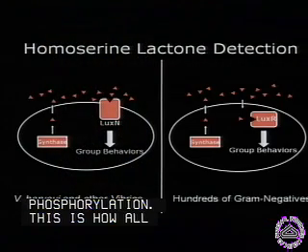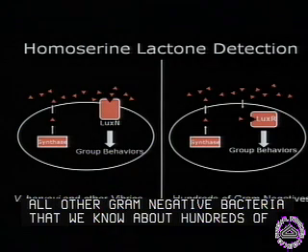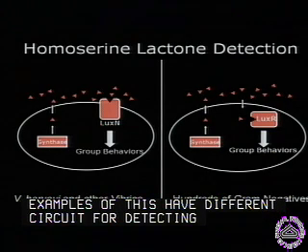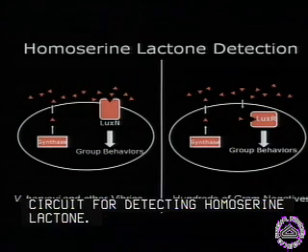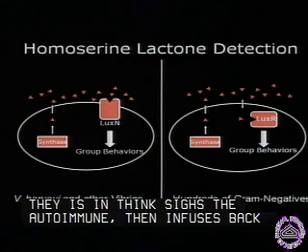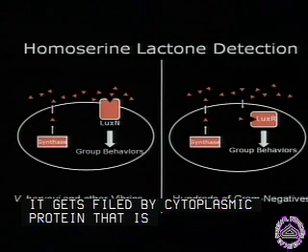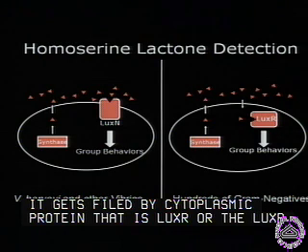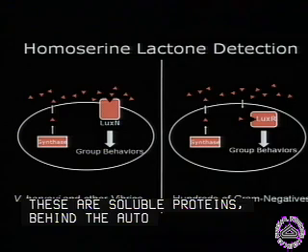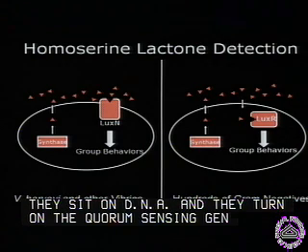All other gram-negative bacteria that we know about, and there are hundreds of examples of this, have a different circuit for detecting homoserine lactones. They synthesize their homoserine lactone autoinducer, it diffuses outside, and then it diffuses back into the cell. And it gets bound by a cytoplasmic protein called LuxR, or the LuxR-type proteins. These proteins are soluble cytoplasmic proteins. They bind the autoinducer, and when they're bound to the molecule, they sit on DNA and turn on the quorum sensing genes. So these LuxR proteins are transcription factors.